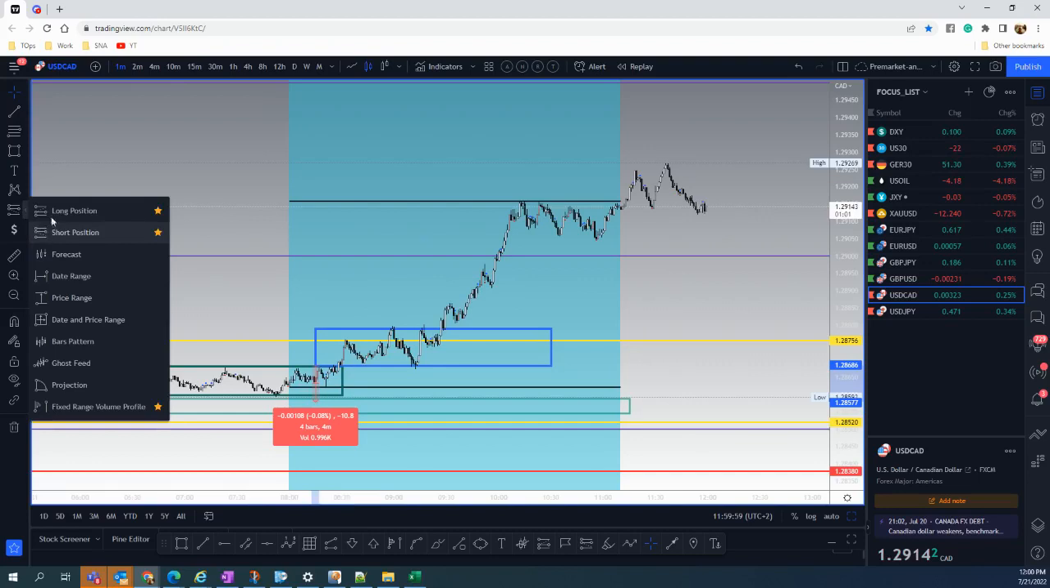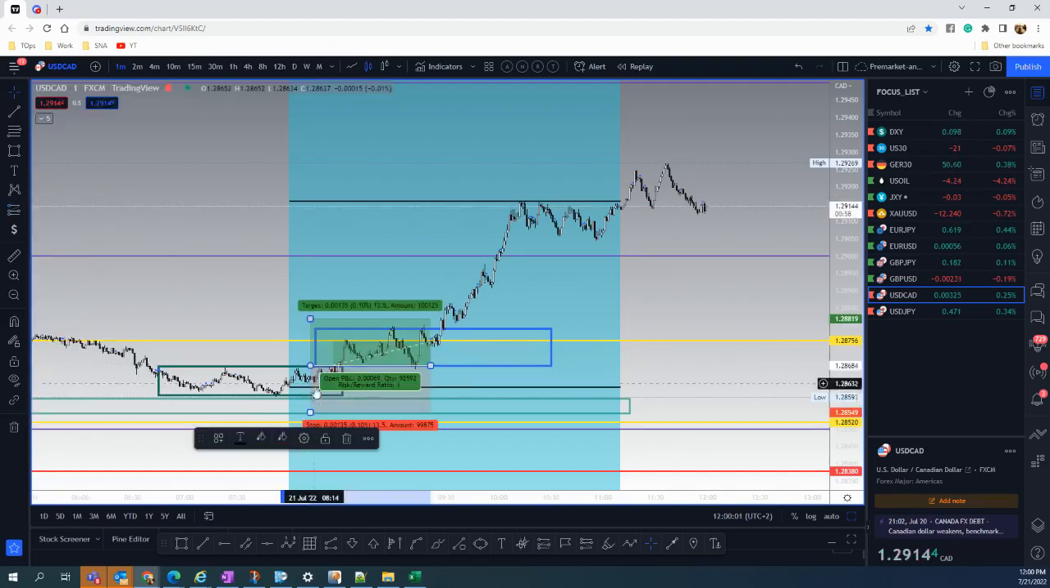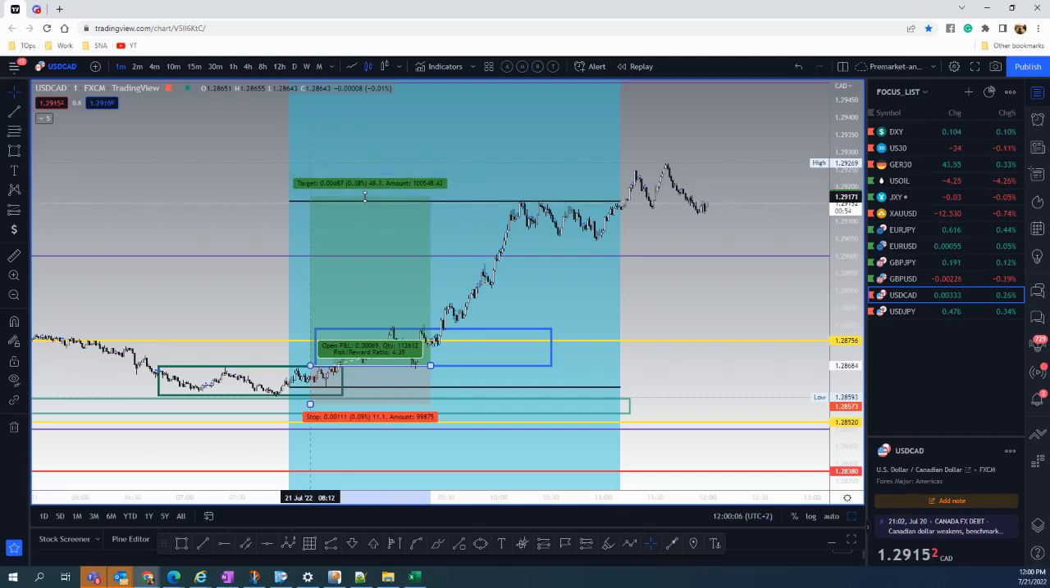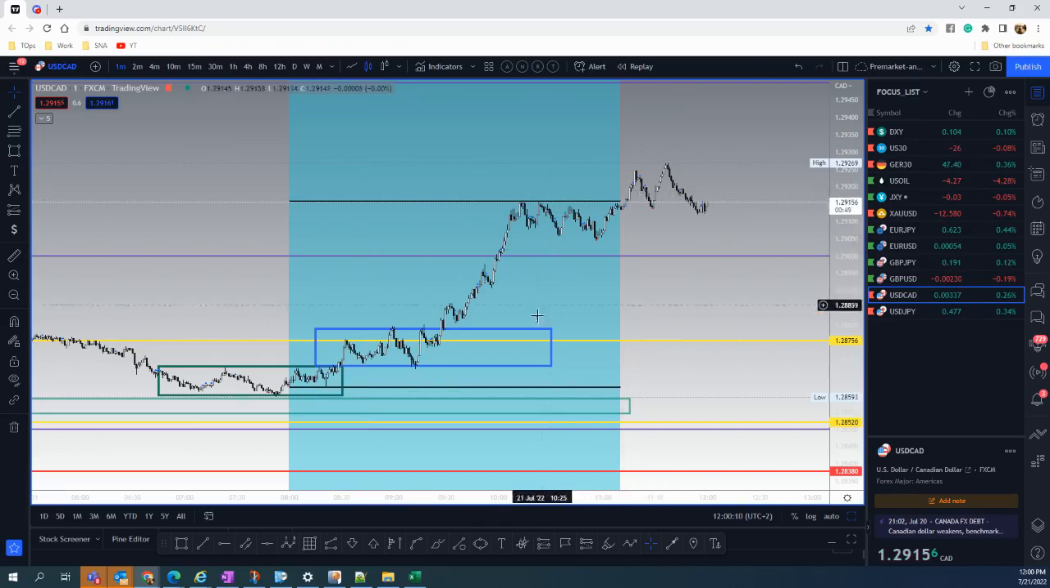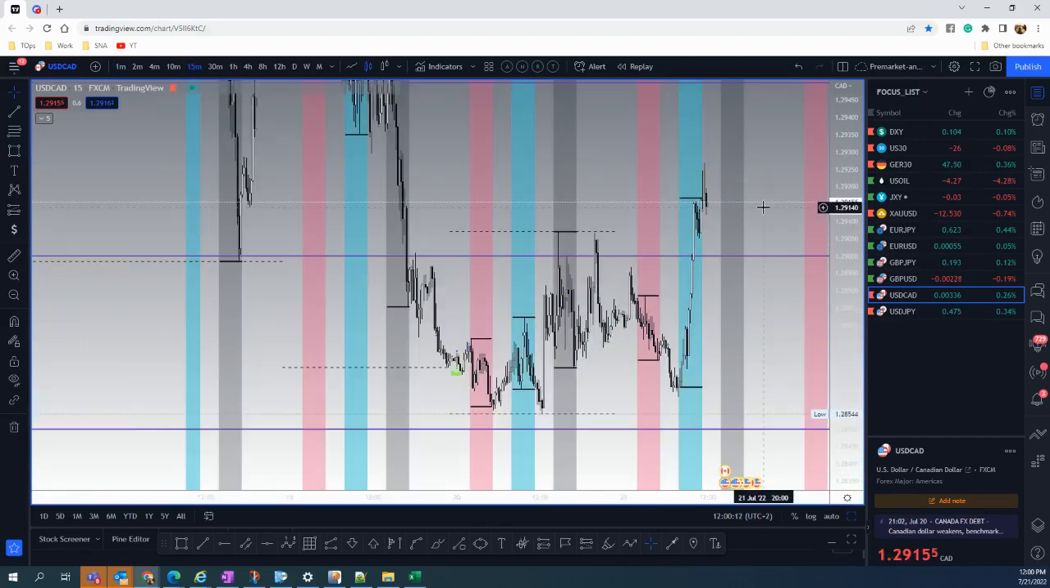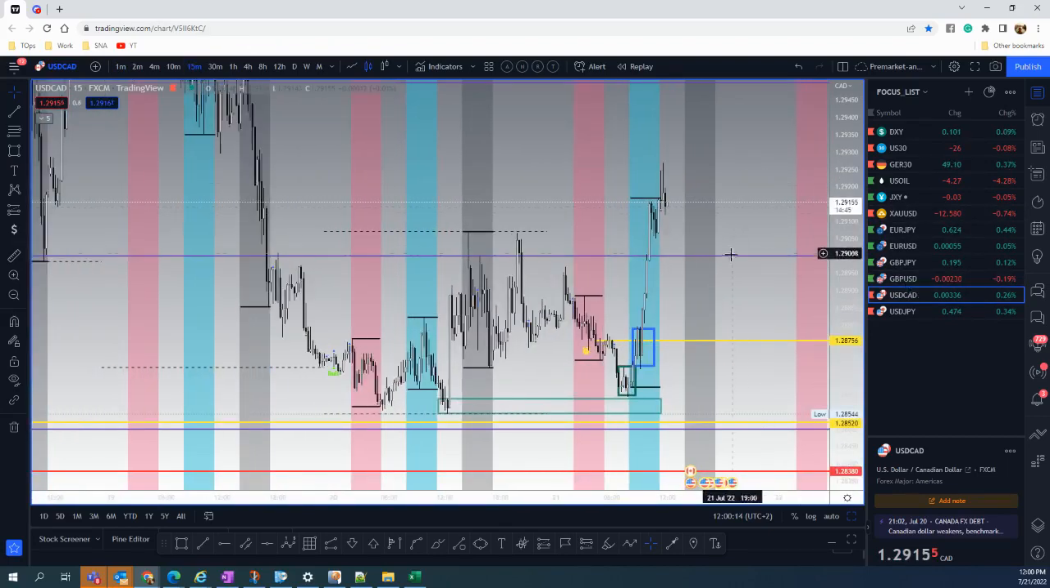If I had entered there, that would have been a very nice reward, around 4.39R, so it would have been a great trade. So anyway, there are many more opportunities like this, so we'll see. Okay, so thanks guys, that's all I can say for today.